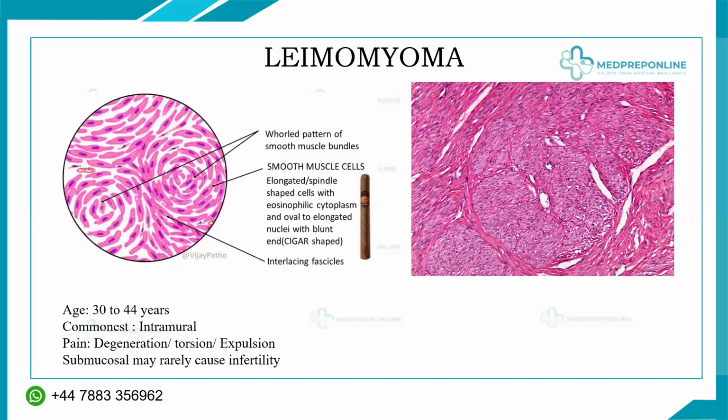The age most commonly is 30 to 44 years, and the commonest type is intramural or interstitial. So whenever you have a patient presenting with leiomyoma and pain, it could be either degeneration, it could be torsion, or it could be expulsion. And most of the leiomyomas do not cause any problems with fertility, except submucosal, which may rarely cause infertility if it is indenting the endometrium or if it is causing distortion of the uterus.